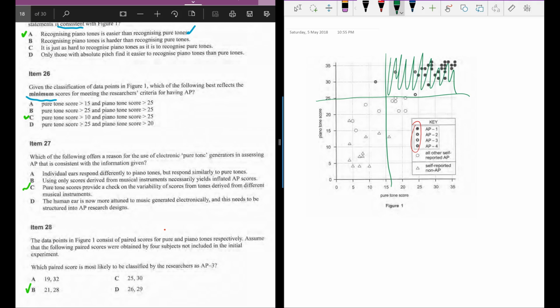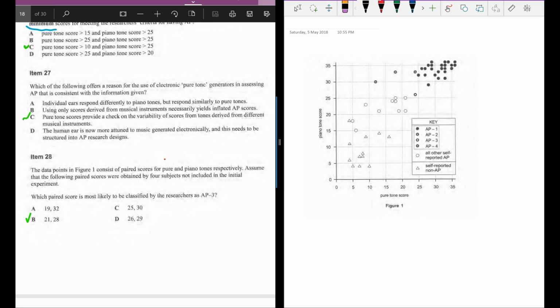Okay, is there any data outside of that? This poor guy here. So that one doesn't fit. Next one, pure tone score greater than 25 and greater than 25. Is there any data outside of that? Yeah, heaps. He doesn't fit. Next one, pure tone score greater than 10 and greater than 25. Well, is there black data outside of that? No, so potentially that's the right one. And D, pure tone score greater than 25 and greater than 20. Any data outside of that? Yes. So the best answer is going to be C.